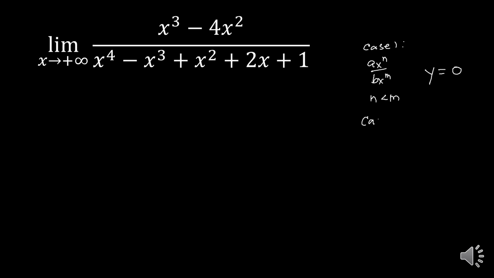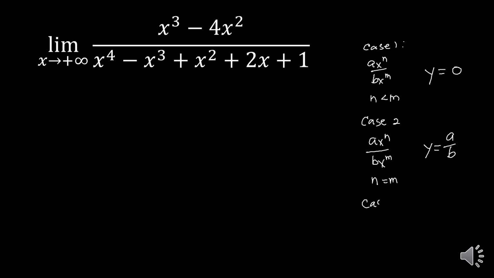Another case here is once you have ax to the power of n over bx to the power of m, wherein our n is equal to m. We have here a y value as the asymptote of a over b. So we're getting our numerical coefficient at the top and at the bottom.